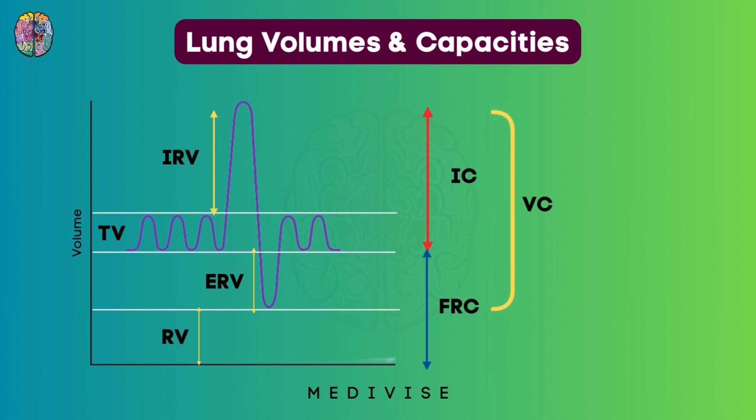Then we have the vital capacity. This is the addition of inspiratory reserve volume, the tidal volume and the expiratory reserve volume. Now finally, if you add all of these volumes, you will get the total lung capacity, or TLC.